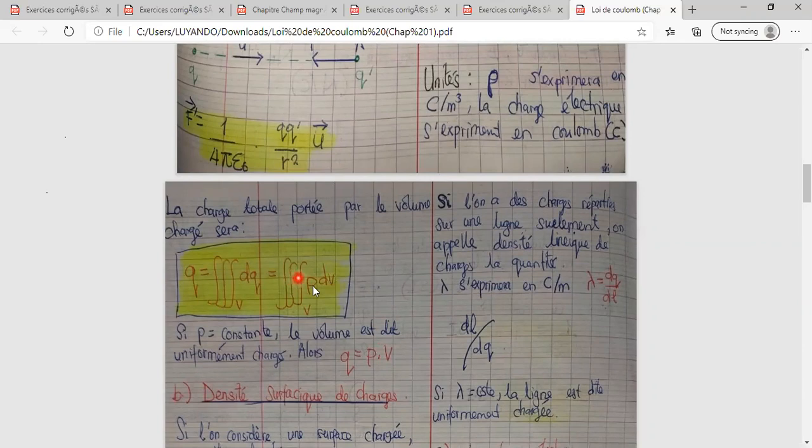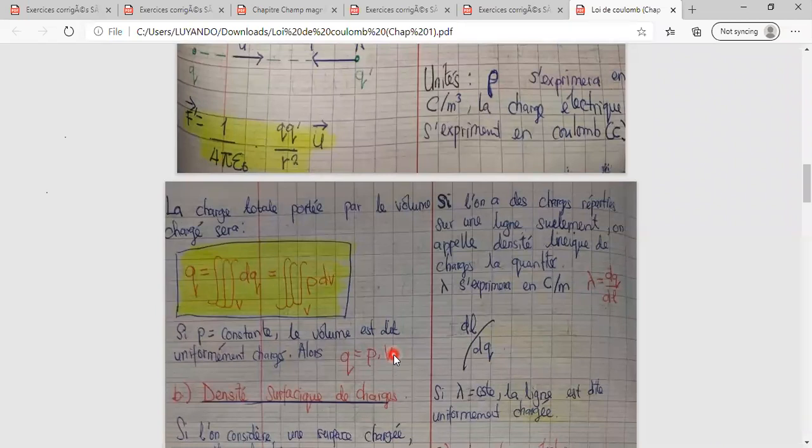And then this is a constant, so we move it out. So we have rho, we have this, and then we have dv. If we integrate dv, we have v, which is what we have here. So if we're trying to calculate charge, and we have our rho and our dv, we simply use this expression or this formula, which is the same as q is equal to rho times v. Is that clear?